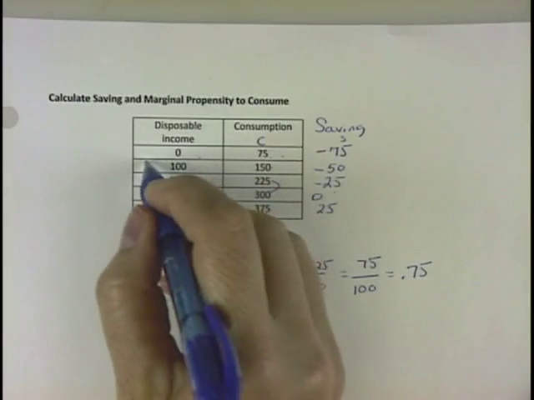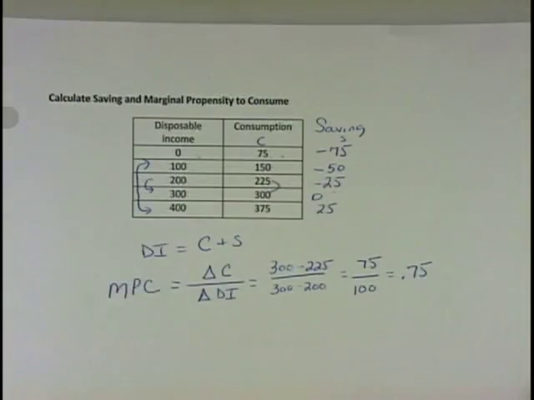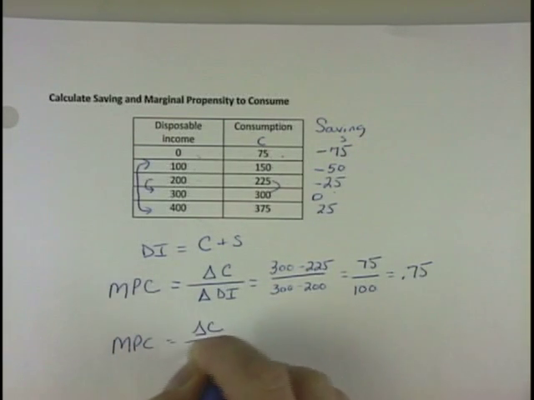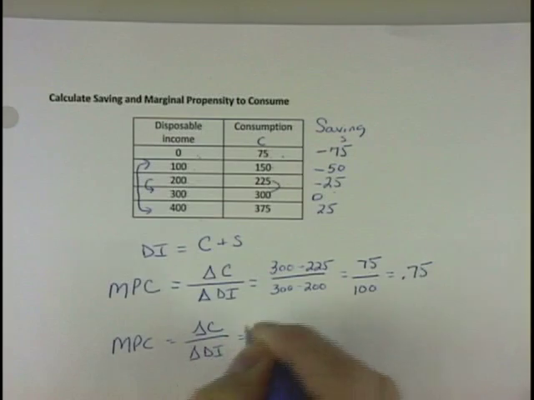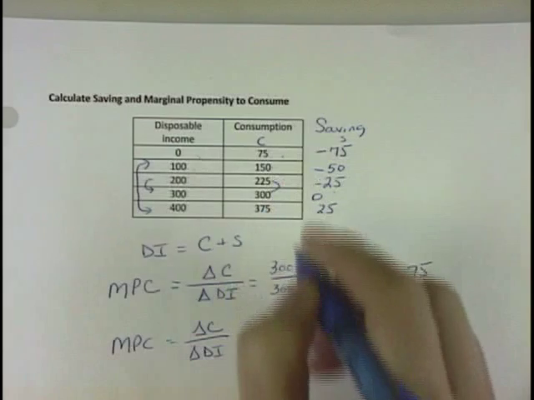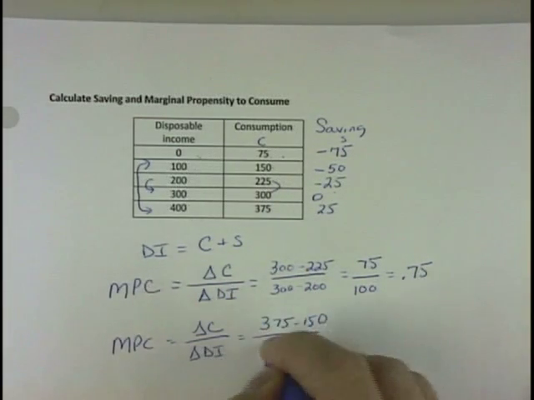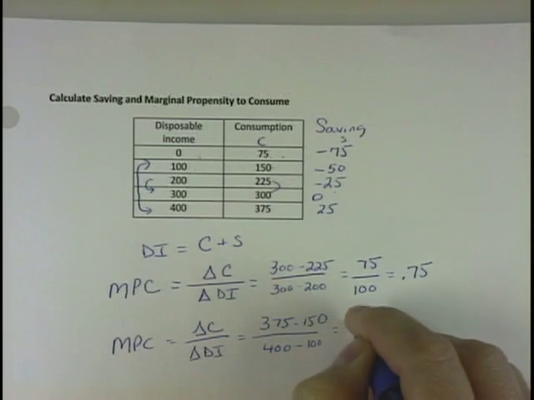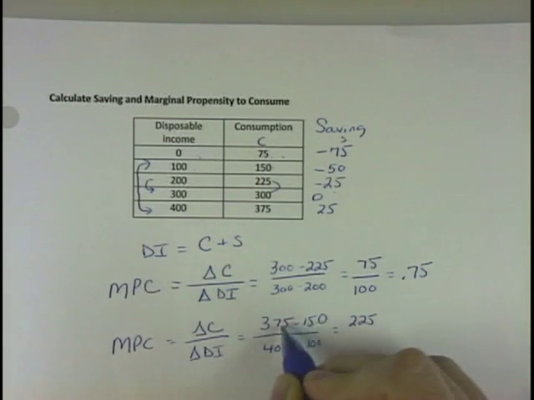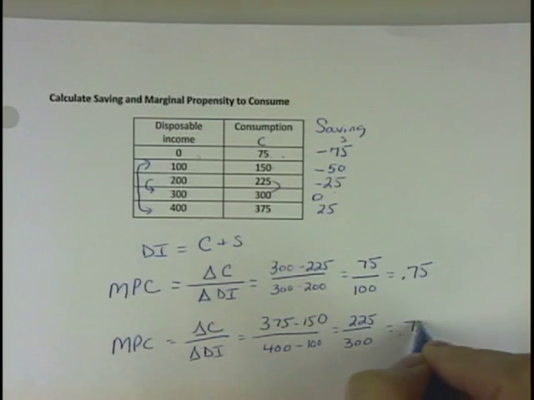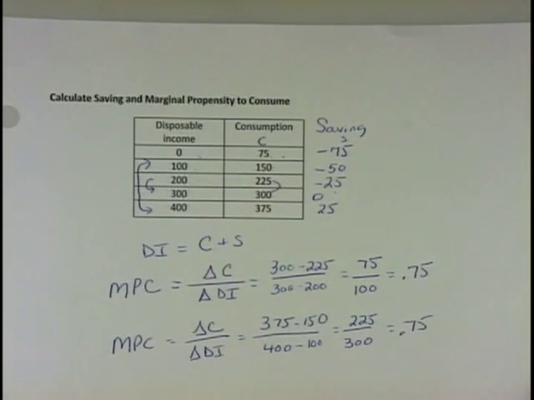So, okay, let's try going from 100 to 400. Our MPC here is still going to be the change in consumption divided by the change in disposable income. So we're going to take 375, subtract 150, and we're going to have 400 minus 100. So we're going to have 375 minus 150, which is 225, divided by 300, still 0.75. So no matter which two rows you use, it should always turn out the same.